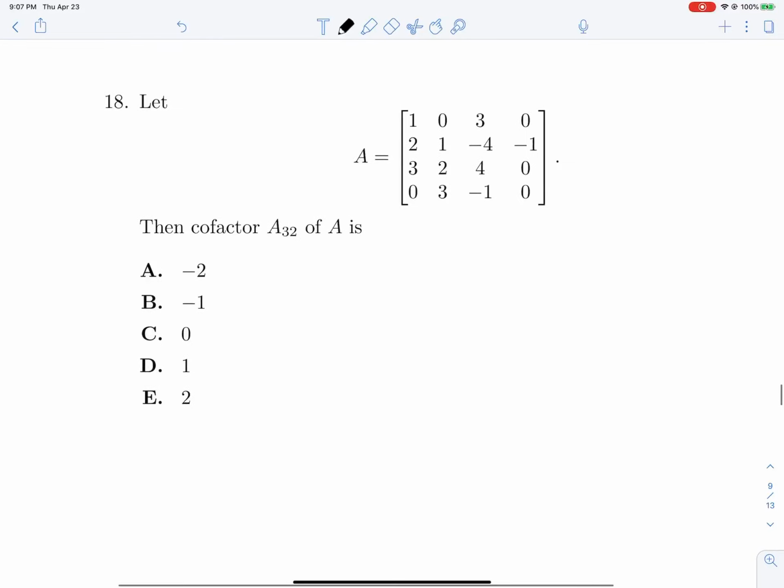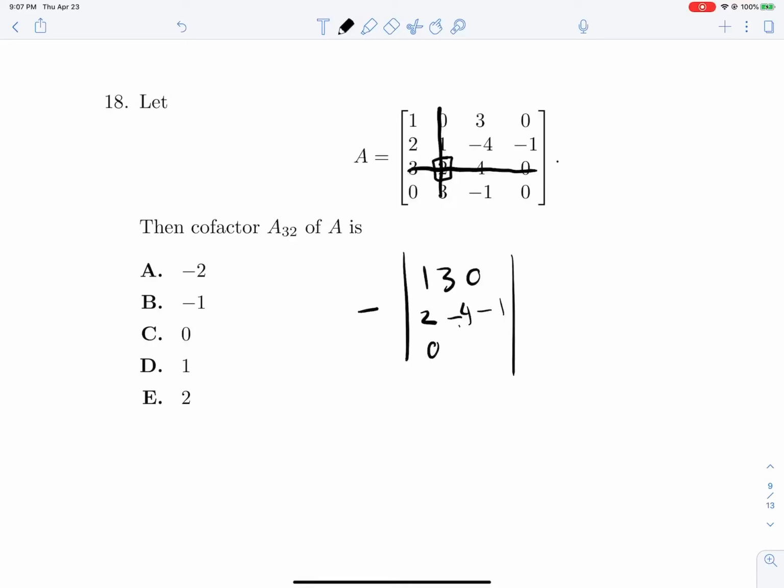Here is 18. Let's find the 3,2 cofactor of A. Well, the 3,2 cofactor is going to be the sign of this position in the matrix, which is plus, minus, plus, minus. So we use a negative sign outside of everything, and then we're multiplying by the determinant of the matrix formed by crossing out the row and the column that 2 is in. Since we are left with 1, 3, 0, 2, negative 4, negative 1, 0, negative 1, 0, we can do a couple of things.